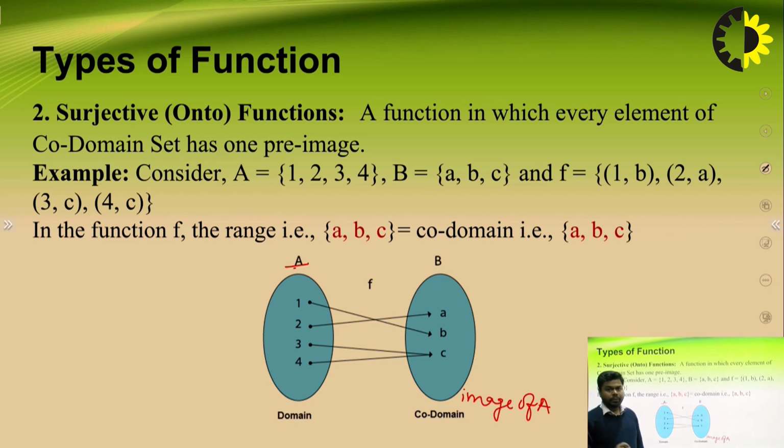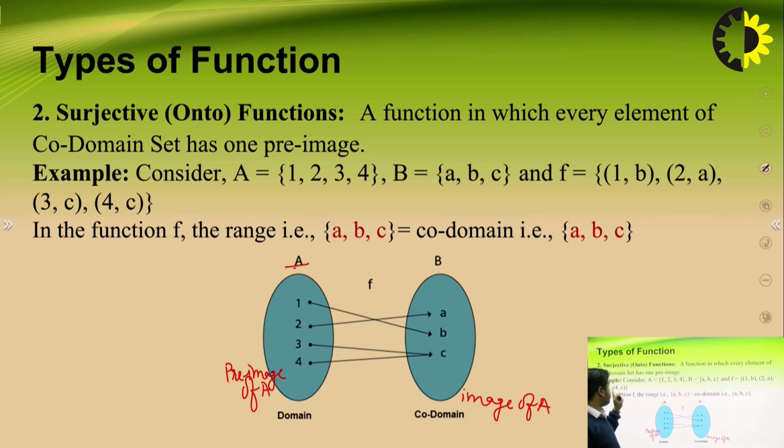But what is the pre-image? The element from which the image is obtained is known as the pre-image. Like set A is called the pre-image of B. Now the definition says that a function in which every element of the codomain set has a pre-image. It means they have at least one pre-image.